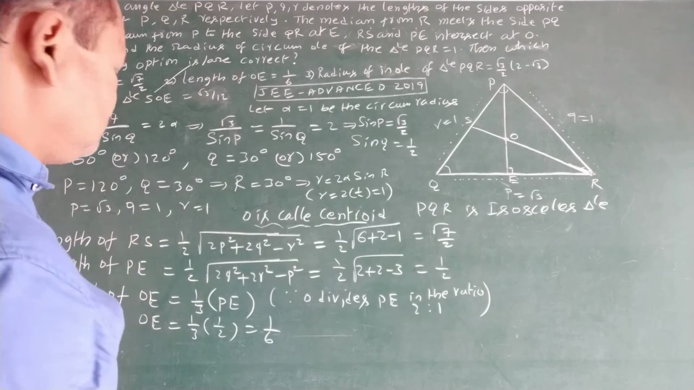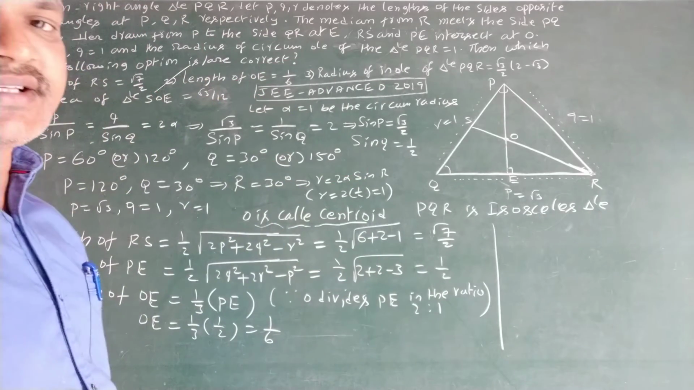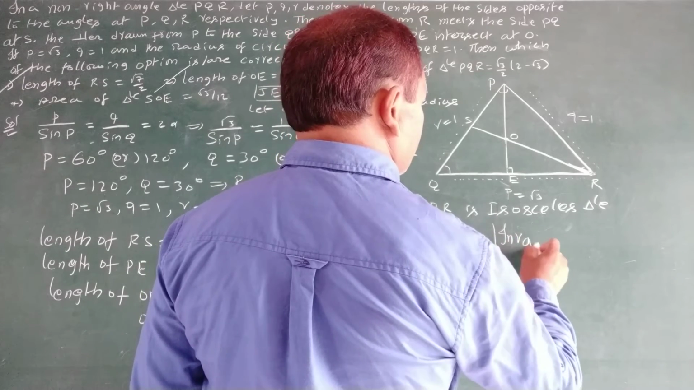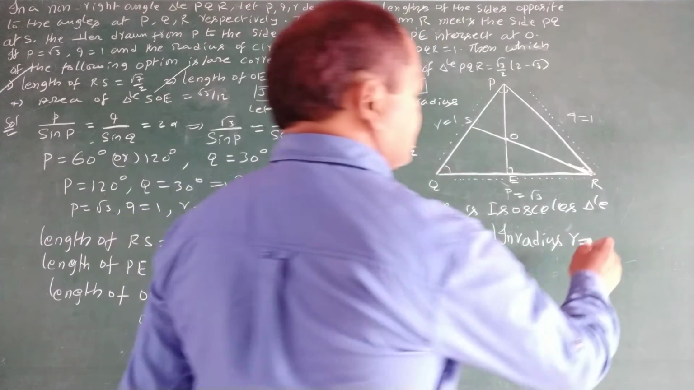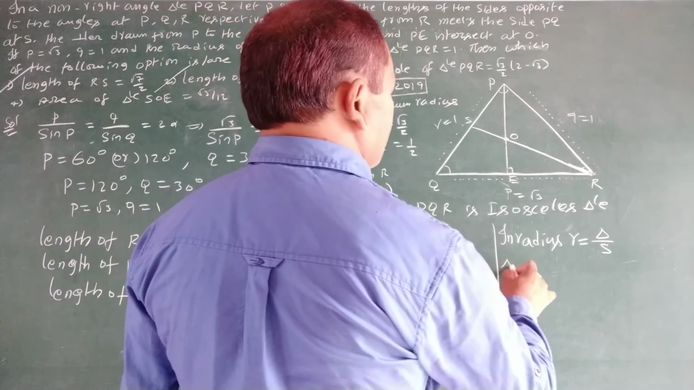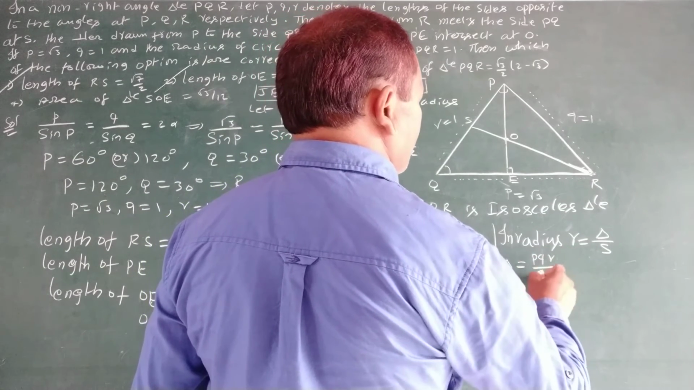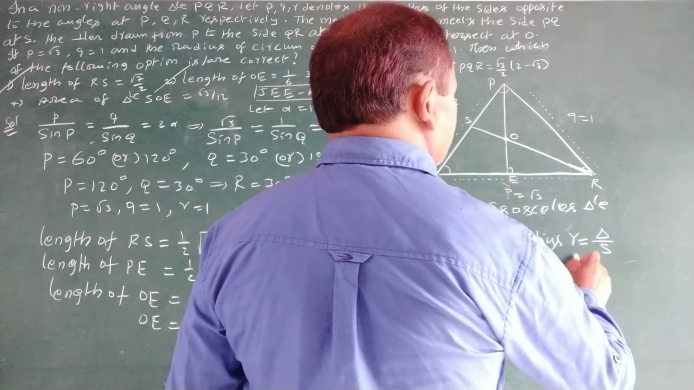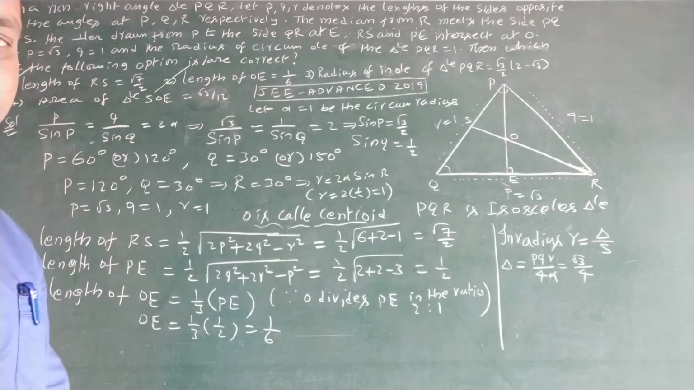Now we are going to find the inradius formula. In radius, small r is equal to delta by s. What is delta? Delta is abc by 4R, that means here pqr by 4 alpha, R is alpha. That's why this is root 3 into 1 into 1, root 3 by 4 into 1. Delta is root 3 by 4.